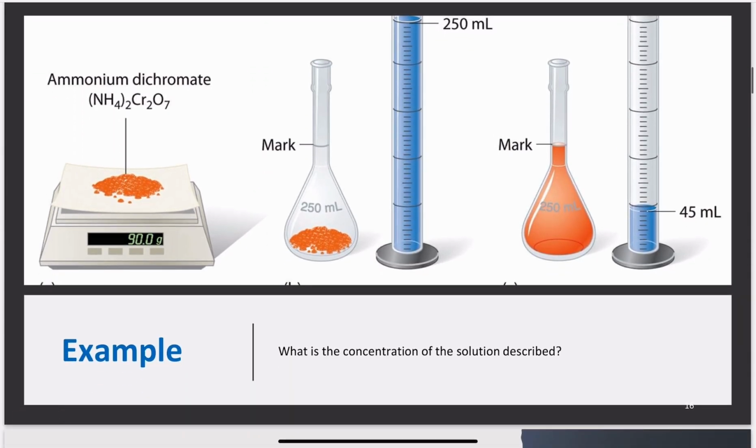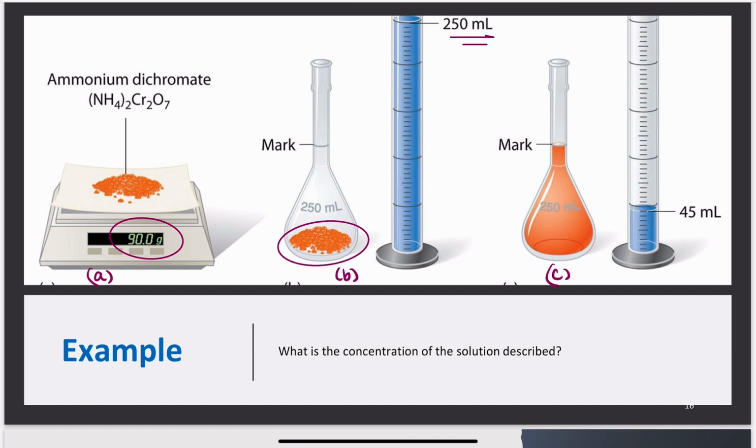What about this one? What is the concentration of the solution described? Well, let's see what's happening here. We got some ammonium dichromate, (NH4)2Cr2O7, and I see here on the picture that I'm adding 90 grams. So to my 250 ml flask, I've added 90 grams of ammonium dichromate. I then have a graduated cylinder here of 250 mLs, and what you can't see here is cut off by the picture. This originally said A, this originally said B, this originally said C, okay?